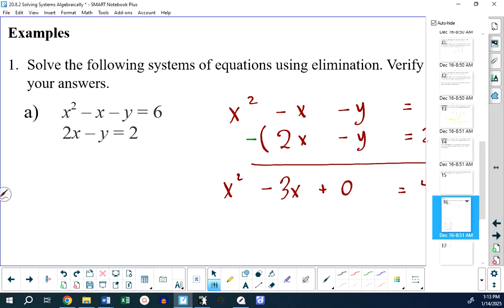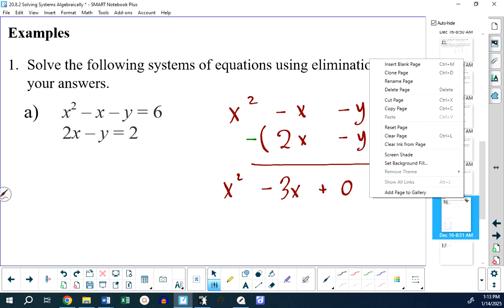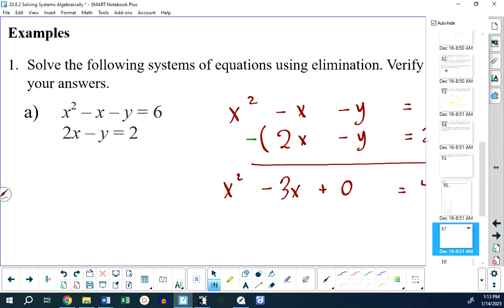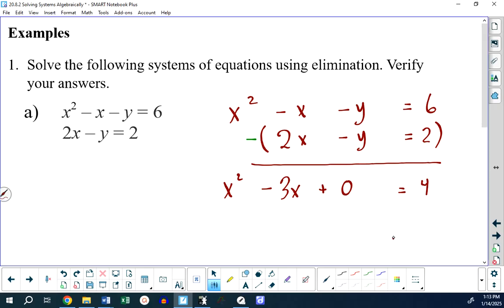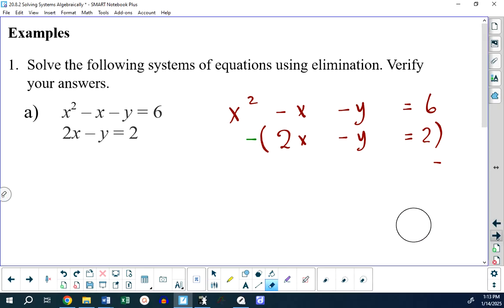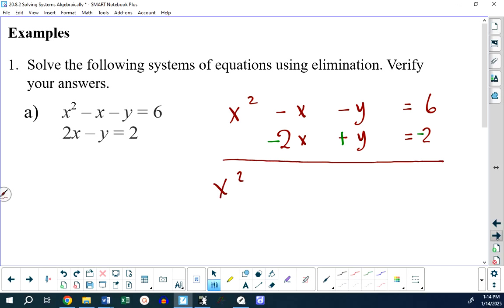What if, and here's where you're going to write things. So I've got it here, and I'm saving it here. What if you don't do that, but you say, well, I don't like subtracting. I'm going to multiply this bottom equation by negative 1. This becomes a negative, this becomes a positive, this becomes a negative, and you are adding. What do you get? Well, you get an x squared minus 3x.